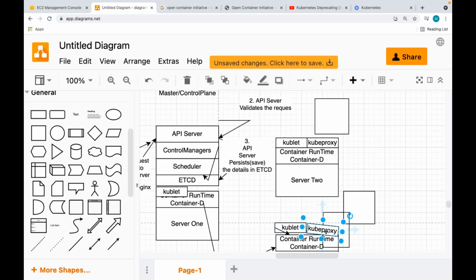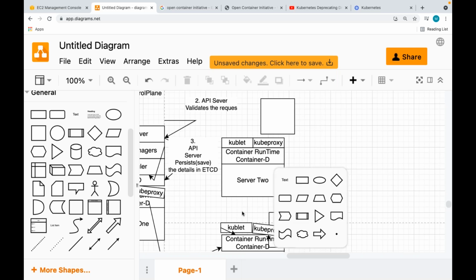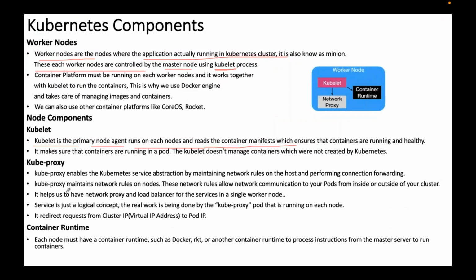What is this kube-proxy? Kube-proxy is basically a network proxy, which is responsible for routing the traffic to the pods. It will maintain the network rules. These network rules allow network communication to your pods, I mean to say your applications.